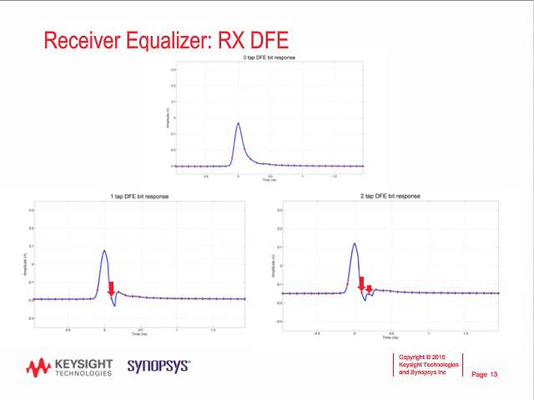Above, the top plot is the pulse response before the DFE is applied. The pulse response on the left is the response after the first tap is subtracted, the red arrow, and then the pulse response on the right is the pulse response after the second tap is subtracted. So both the first and second taps are subtracted, and you'll see that the interfering level is now reduced.